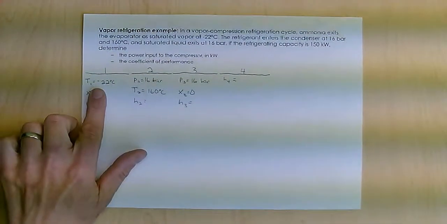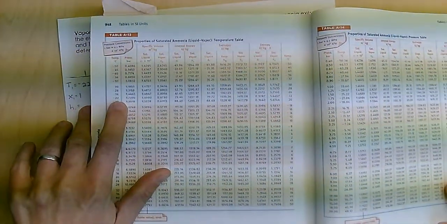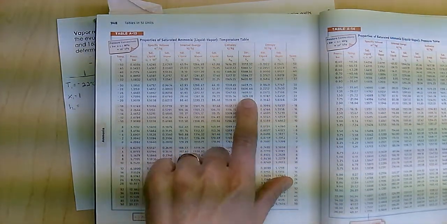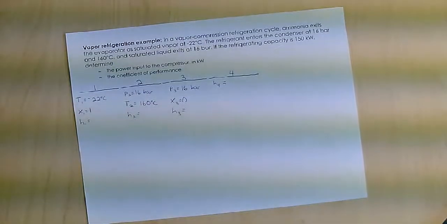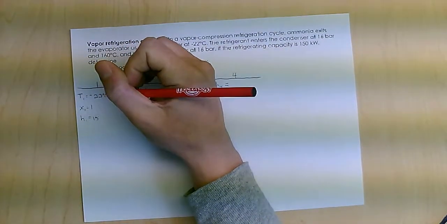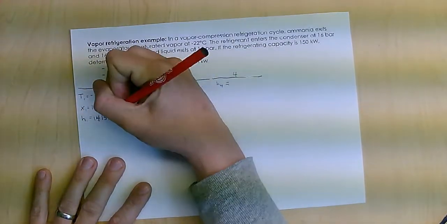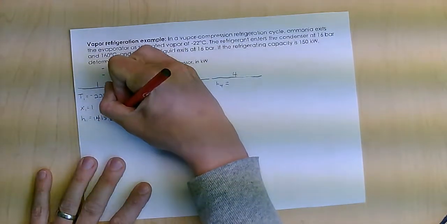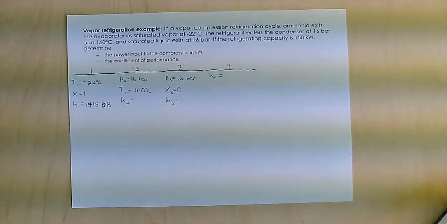So this is ammonia, negative 22, saturated vapor, so I start right in here. Negative 22, saturated vapor means H1 is 1415.08. Let me double check. Yes, 1415.08, I was right the first time. So H1 is 1415.08 kilojoules per kilogram.